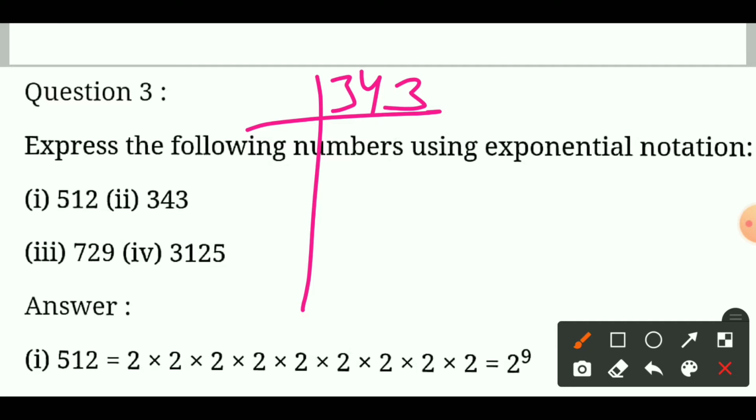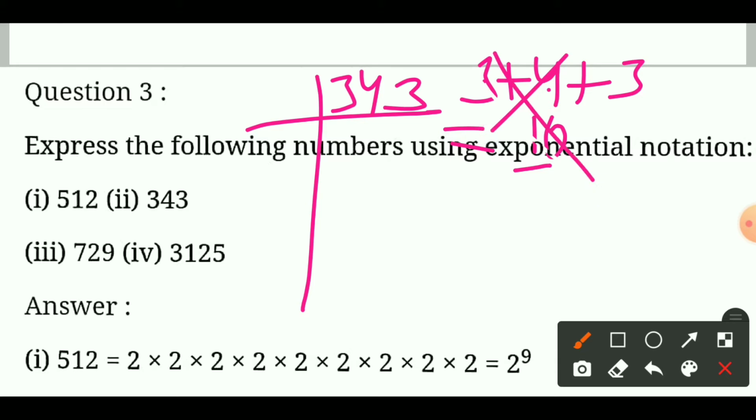Now tell me, shall we divide it with 3? No. Why? How can I check? Here I'm going to use the divisibility of 3. What is the divisibility of 3? Add the digits first. What will you get? 3 plus 4 is 7, plus 3 is 10. If the sum is divisible by 3, then the number is divisible, otherwise it is not divisible. So here the sum is not divisible by 3, so we can say that this number is not divisible by 3. Okay, so 343 is not divisible by 3.